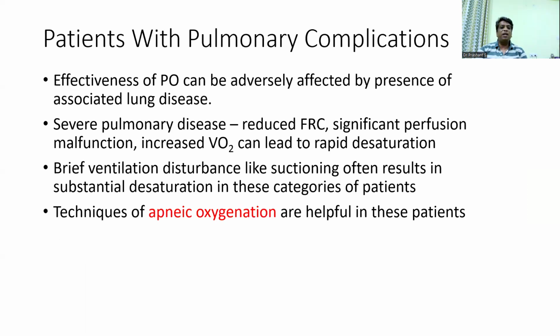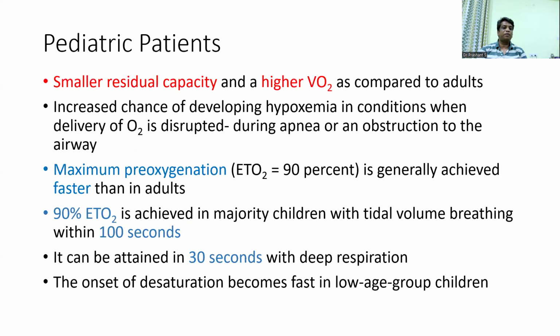Coming to the patients with a pulmonary complication. There are pulmonary complications which hamper the functional residual capacity, with perfusion malfunction and increased oxygen consumption, so there will be a rapid desaturation. Even if you want to disconnect the tube and do the suction for this particular patient, they are not in a position to withstand that long. So these kinds of patients will definitely benefit from apneic oxygenation methodologies.